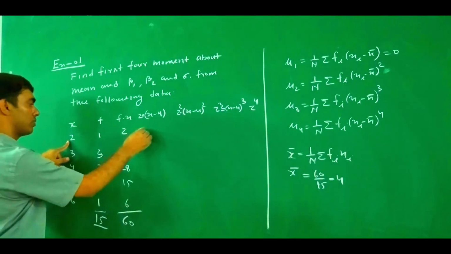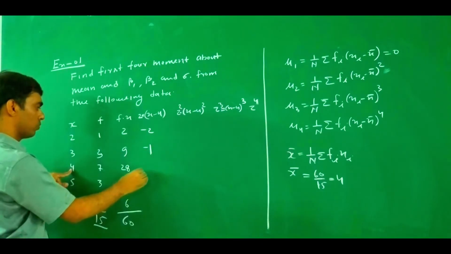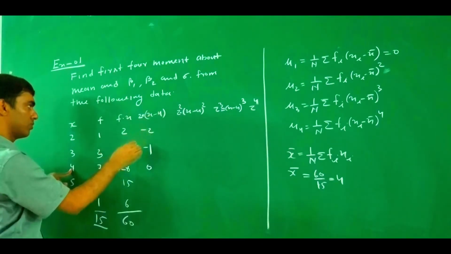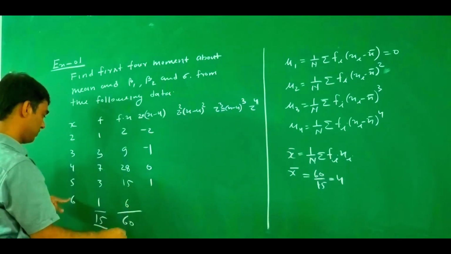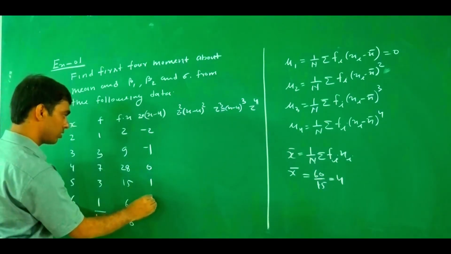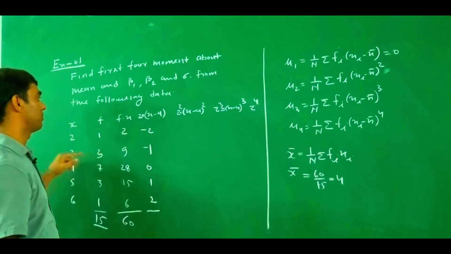4. 2 minus 4, this becomes minus 2. 3 minus 4, minus 1. 4 minus 4, 0, because the mean is 4. 5 minus 4, 1. 6 minus 4, this is 2.